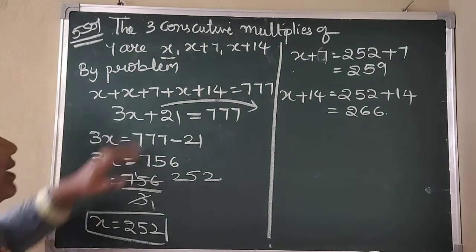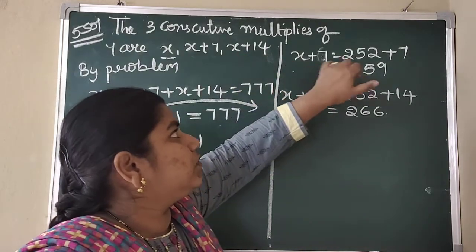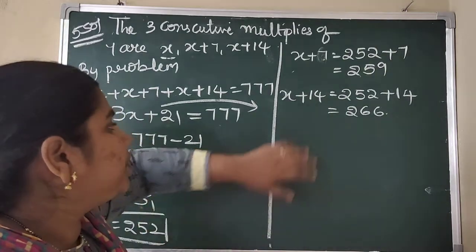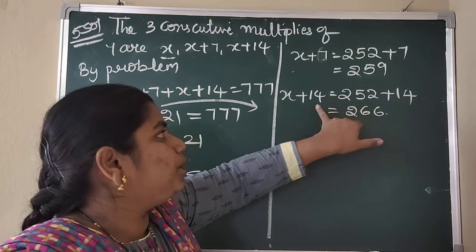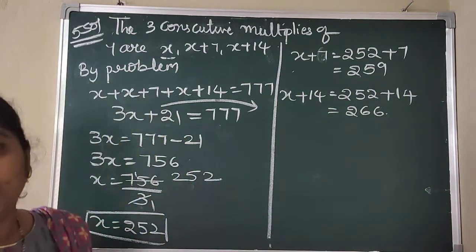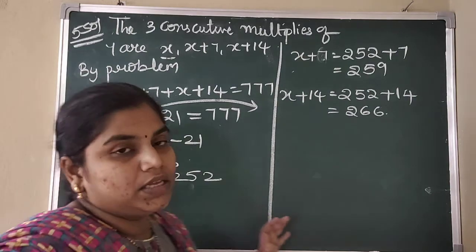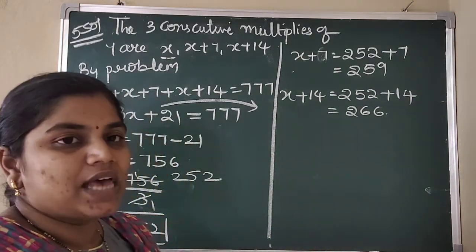Okay. So now the x value we already got. The x plus 7 value we have to find. So the x value is 252 plus 7, that will be equal to 259. And last is x plus 14. The x value is 252 plus 14, that will be equal to 266. So those are the 3 consecutive numbers now. The 3 consecutive numbers are 252, 259 and 266. So these are the 3 consecutive multiples of 7.